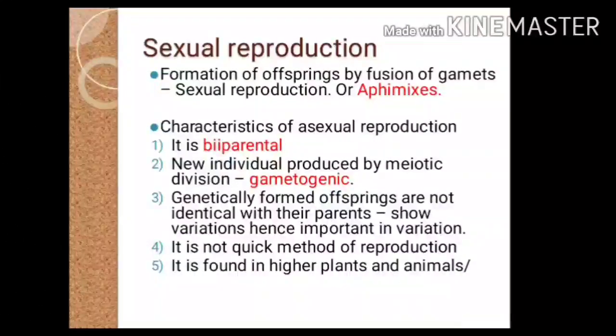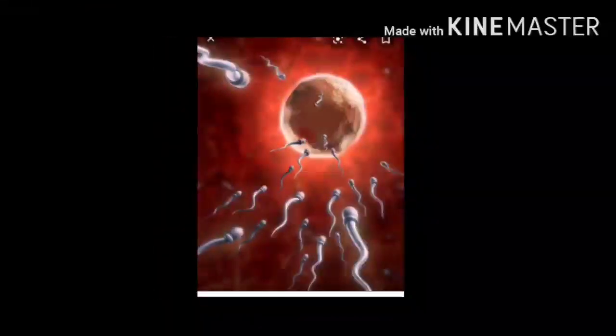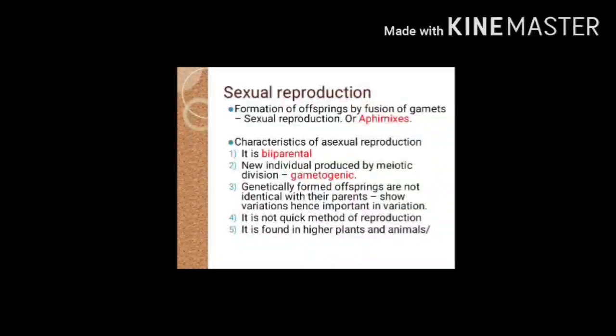Now see the general characteristics. Here both the parents are required, so it is not called uniparental. And here the fusion of gametes takes place, so this process is known as gametogenesis. The new individuals are produced by meiotic division, not mitotic division, and that's why it is known as gametogenetic.